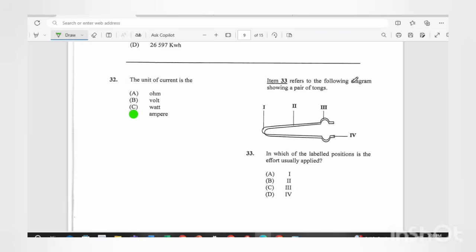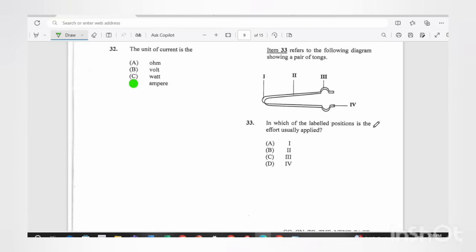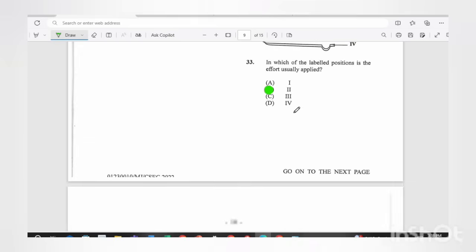Item 33 refers to the following diagram showing a pair of tongs. In which of the labeled positions is the effort usually applied? The answer there is B, 2. Effort is applied in the center.